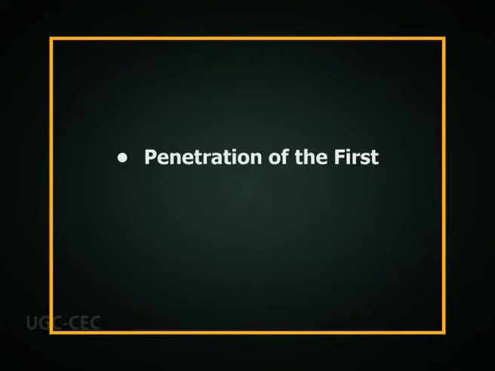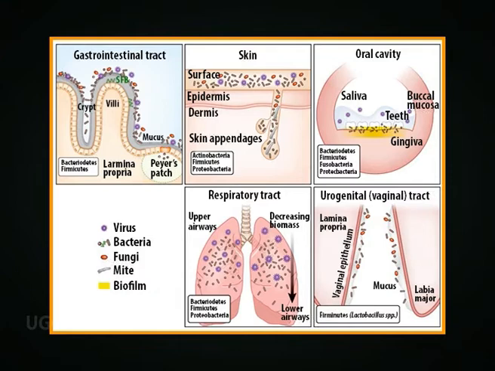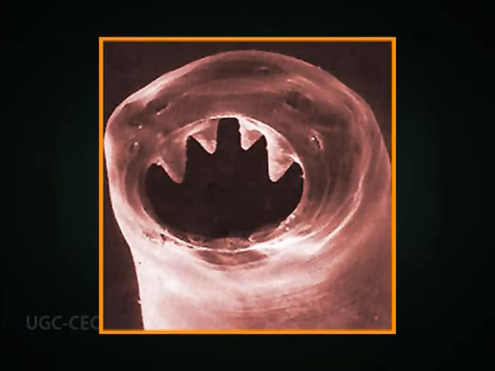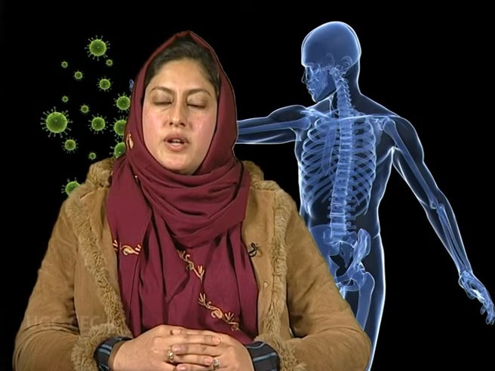Now we will talk about the penetration of the first line of defense. Skin and mucous membranes may fail to keep out the invaders. Some parasites make their way through the skin, for example hookworm. Others enter through wounds and openings of the sweat glands and hair follicles. Still others are injected by blood-sucking arthropods.